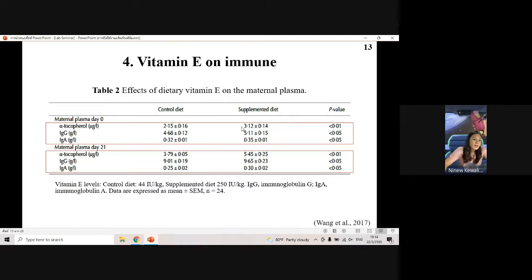And if the vitamin E concentration is at a high level, it can increase IgG and IgA. We can see here that the supplementation group has higher levels than the control group. On day 21, it is the same situation.